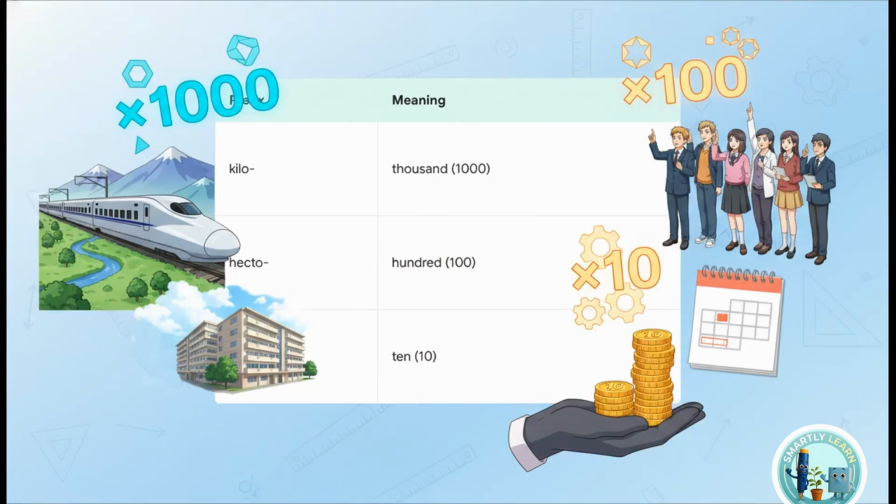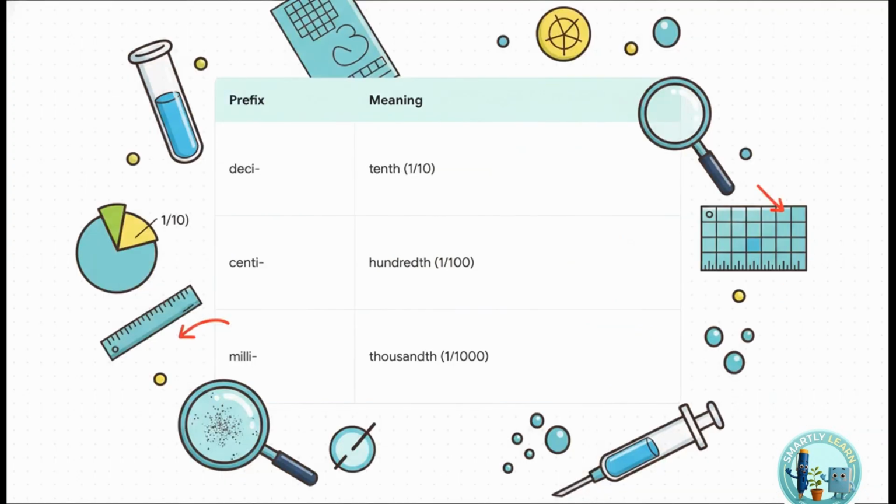Let's check out the bigger prefixes first, the ones that scale things up. You've probably heard of kilo. That just means 1,000. So a kilometer is, you guessed it, 1,000 meters. Then you have hecto for 100 and deca for 10. Easy enough, right? And of course, we can also go smaller. Deci means a tenth, centi means a hundredth. Think about it, there are 100 centimeters in a meter, and milli means a thousandth. These are the prefixes that shrink our base units down.